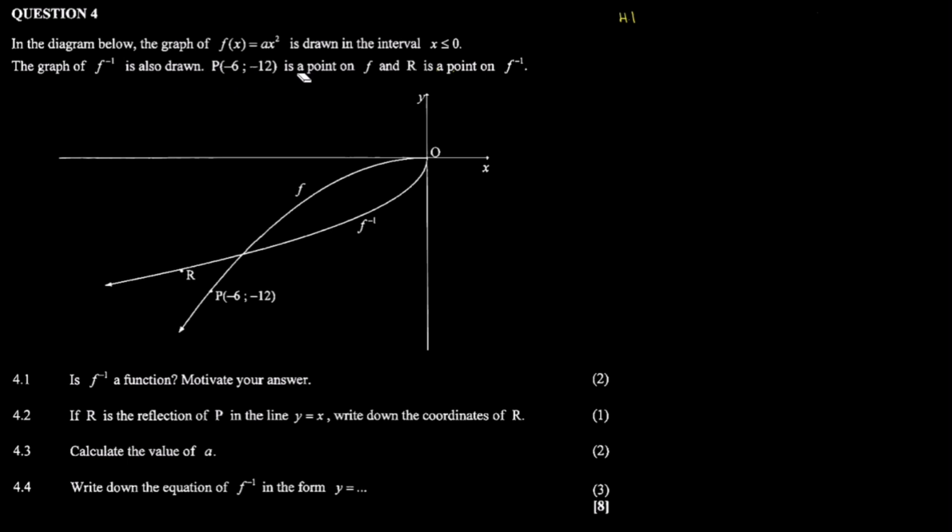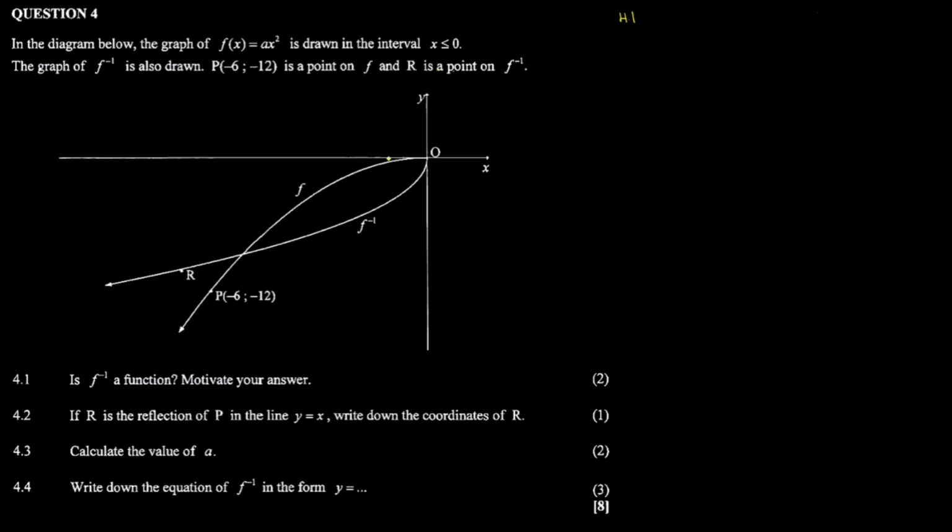We have a point P on the parabola, and we also have point R, which is the point on the inverse of the parabola. Now for 2 marks, 4.1, they're asking us, is the inverse of this parabola a function? We also have to give a reason for our answer.